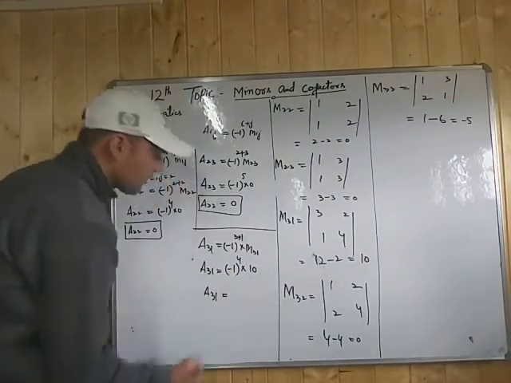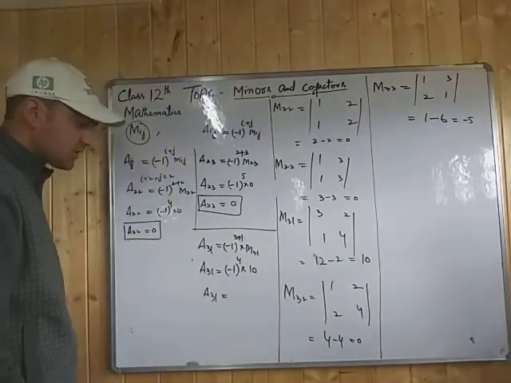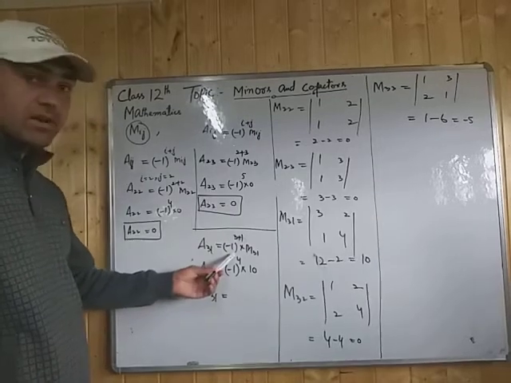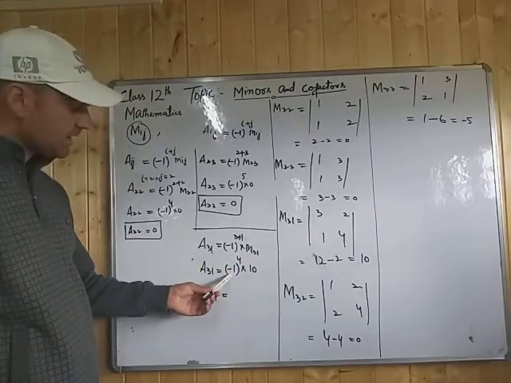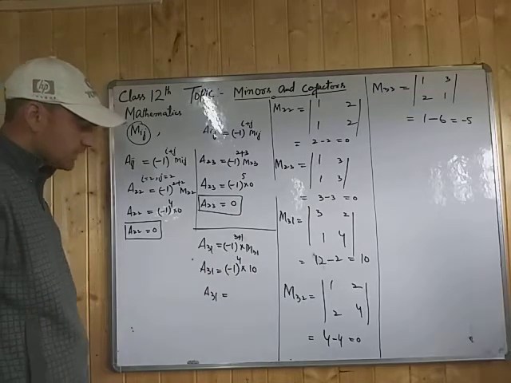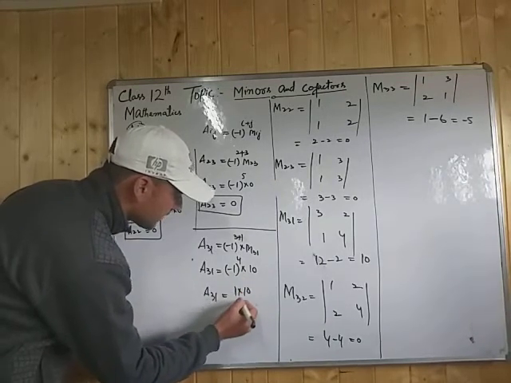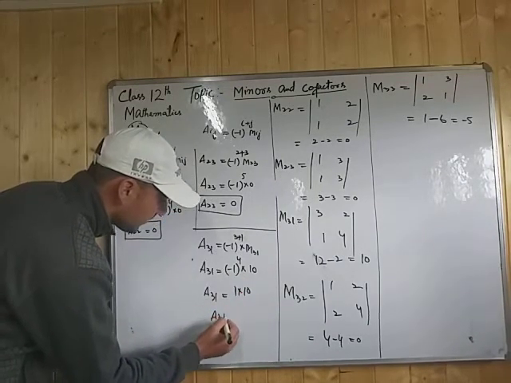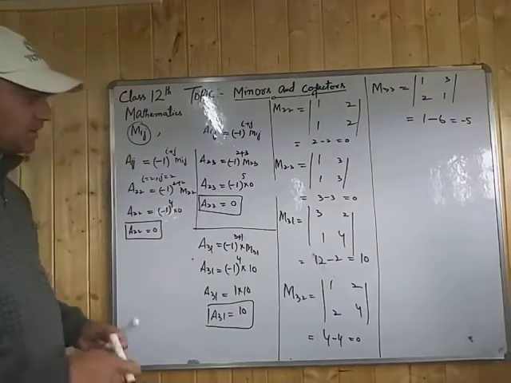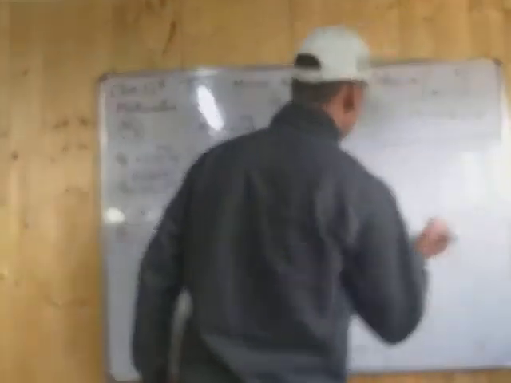So minus 1 raised to power 4. आपको मालूम है कि minus 1 raised to power even, that's also positive. Negative raised to power even power, that is positive. So we can write here it will be 1 into 10. A31 is equal to 10. तो आपने ये निकाला यहाँ पर. Similarly आप यहाँ निकालेंगे तो यहाँ से हम निकालेंगे next.